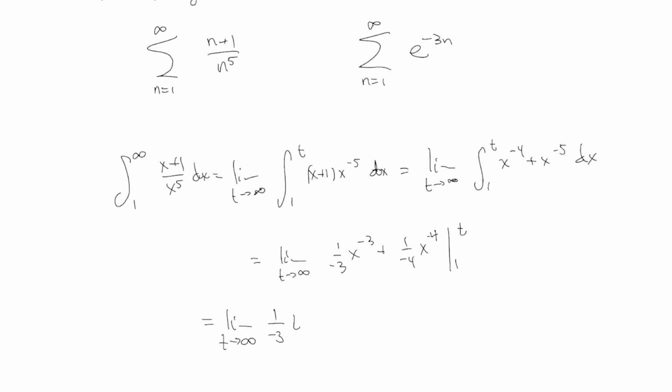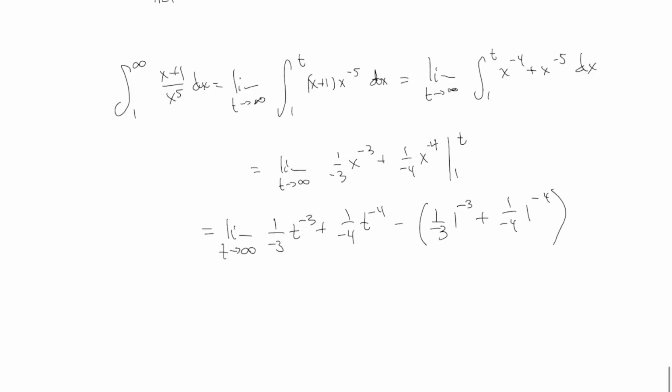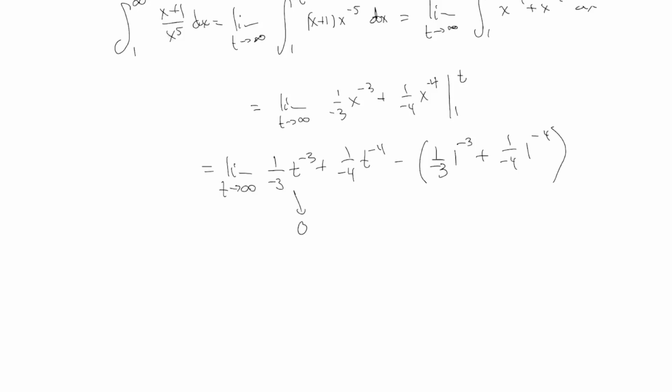1 over minus 3 t to the minus 3 plus 1 over minus 4 t to the minus 4, minus, and then plug in the ones: 1 over minus 3, 1 to the minus 3 plus 1 over minus 4, 1 to the minus 4. All right. And then taking the limits, because those exponents are negative, this t to the minus 3 really means 1 over t to the 3, and when I make t go to infinity, that becomes 0. So this is actually kind of a general rule of thumb here. When you see negative exponents, those things will go to 0 because it really represents 1 over something which is becoming infinite, and so it becomes 0. Those two parts become 0.